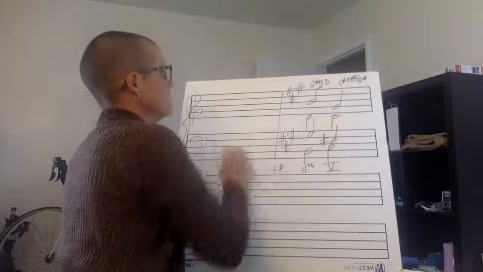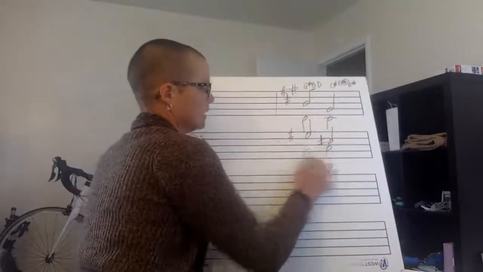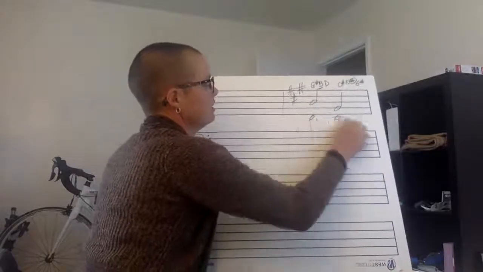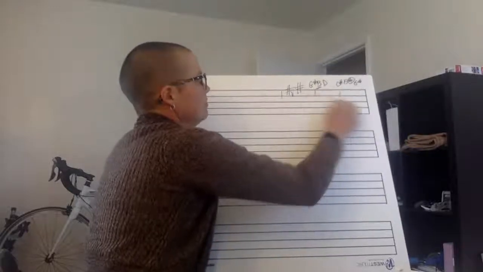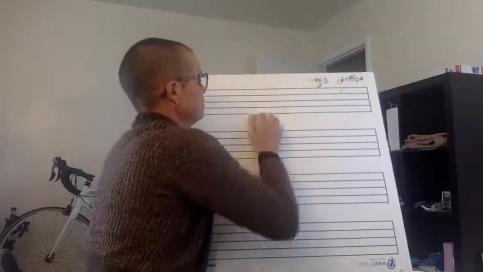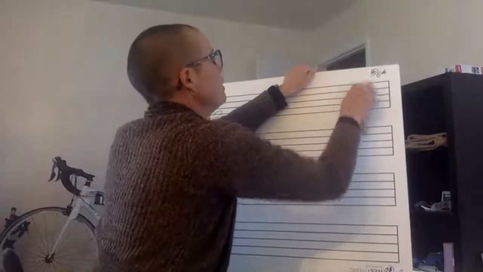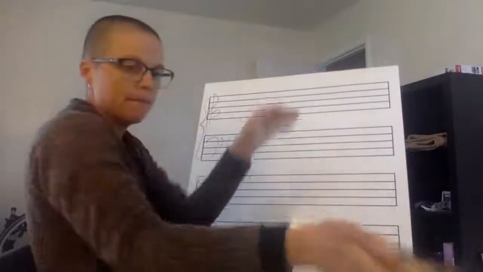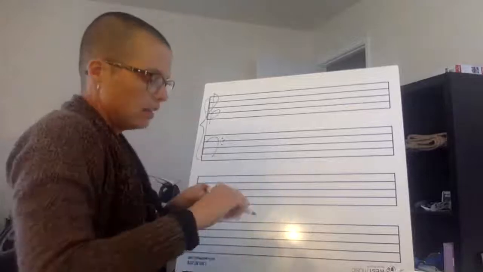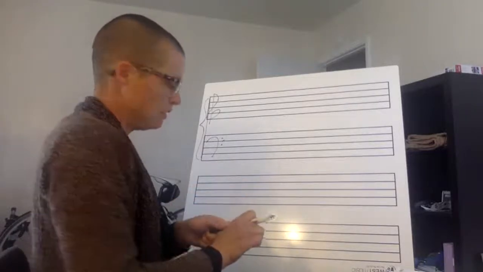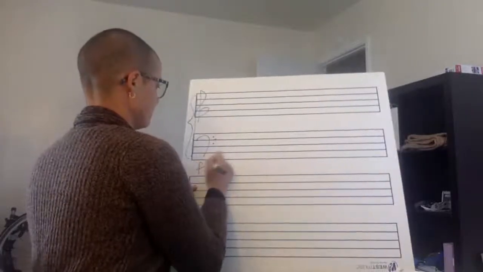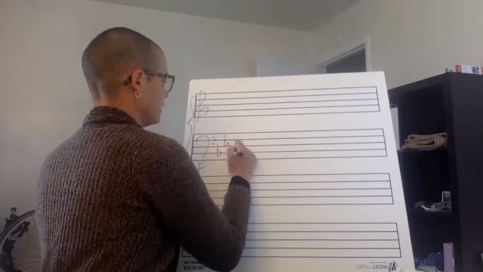Forgive my awkward erasing. Okay. So the next one we need to do is in F minor. 4 flats: B flat, E flat, A flat, D flat.